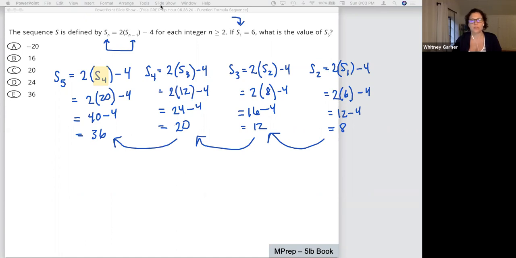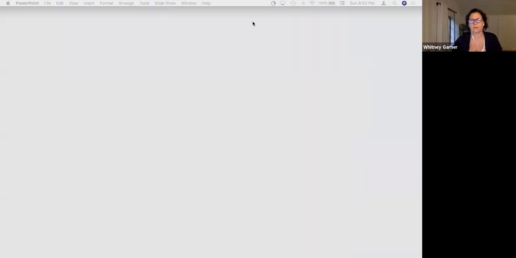So our sequence notation, we want to be able to read the subscript. Let me give you, not an easier one, but let's say that s sub n is equal to 2 times s sub n minus 1. And I want to know what is s sub 4.